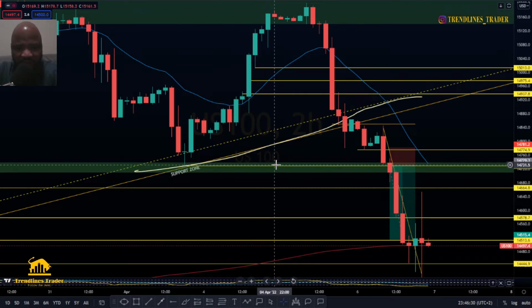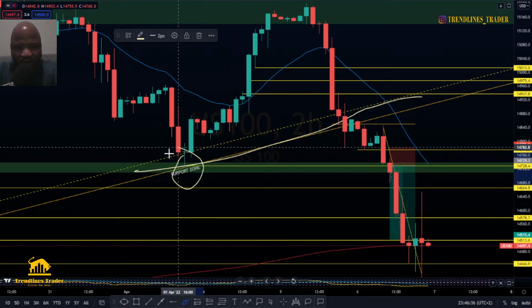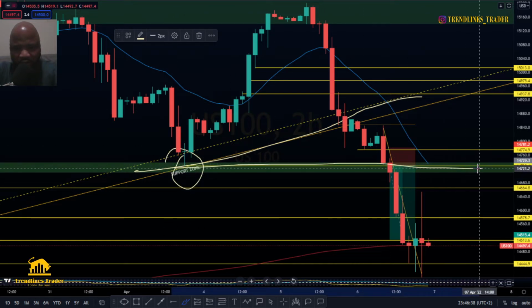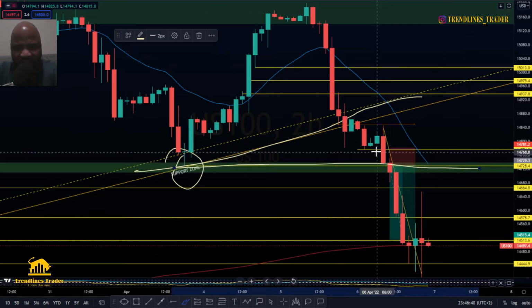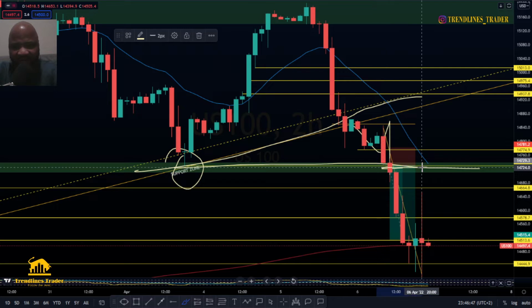I hope you are able to see this line right here. It was acting as my horizontal support zone, as I was expecting the price to retest and push towards the downside to this support zone. And I was like, if we break out of this area, that's when I will be placing my sell. And that's exactly what happened.